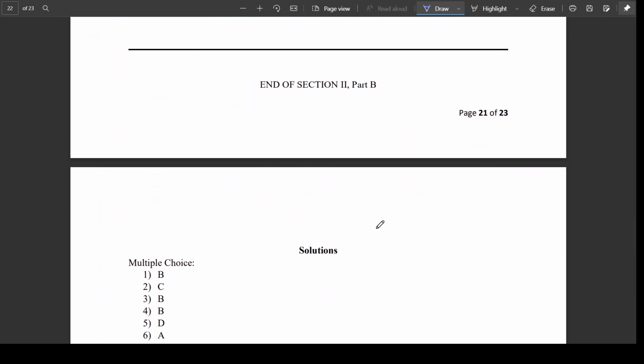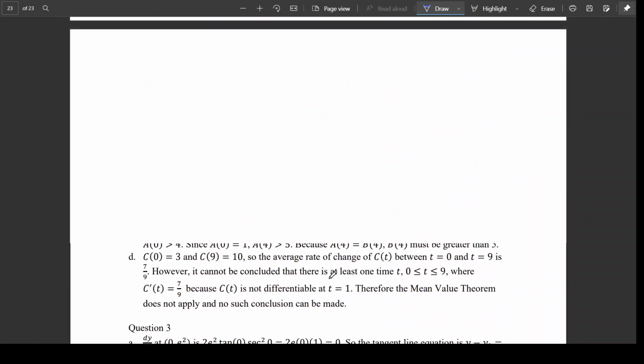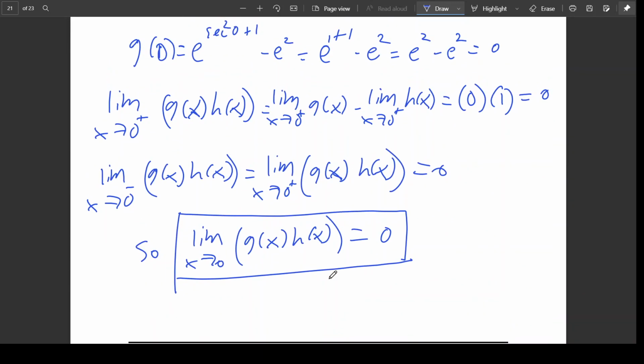End of section 2 part B, and now we just have the solutions for the entire thing, right? So that was 2 free response questions.